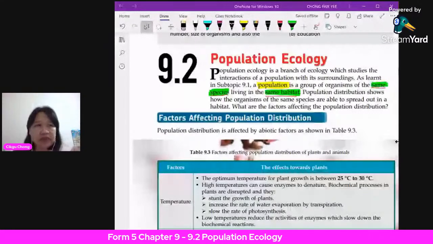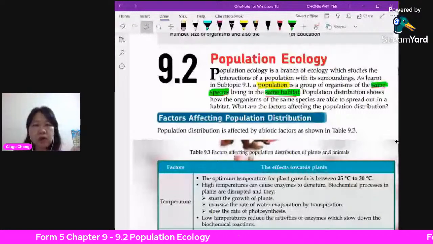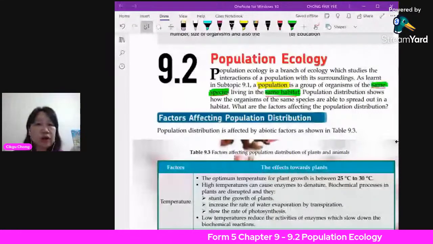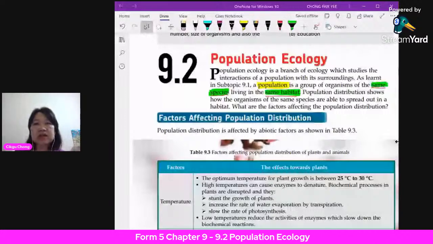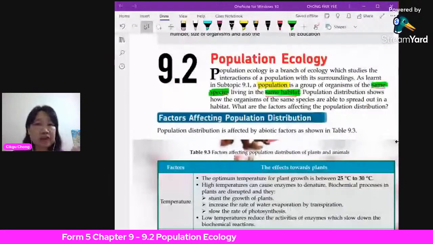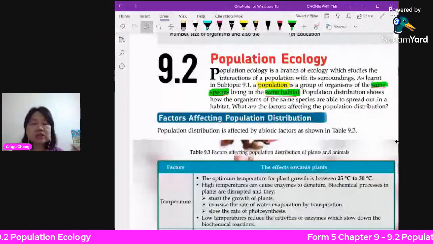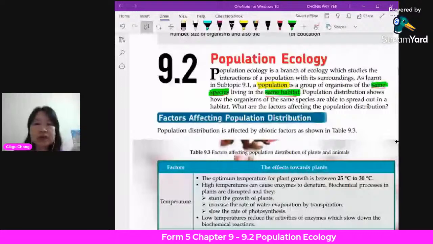What is the interaction between this animal and another animal? Are they competing or are they fighting? What do they want? Do they want the same resources? Or is this a prey-predator relationship? A eats B, B eats C. So what kind of relationship is it? And also with the environment. So when we study ecology, we look at all these things. Okay, so let's look at some terms here.